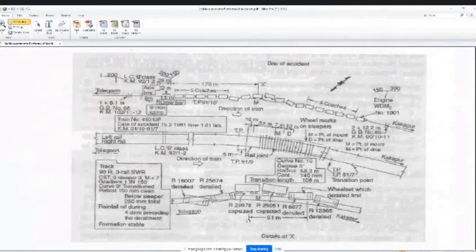The next is called sleeper density. This is also very, very important. M+7 sleeper density. So what is this M+7 density? I will explain to you.